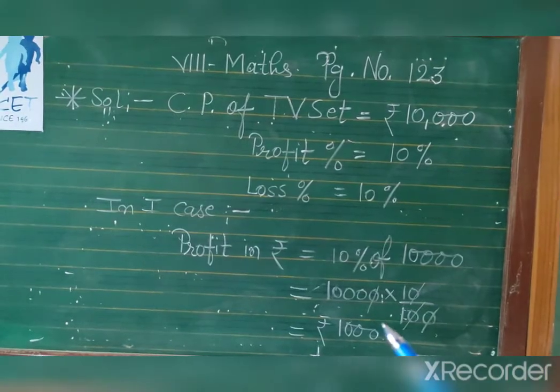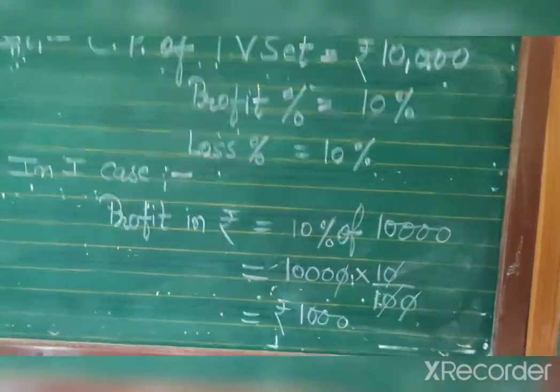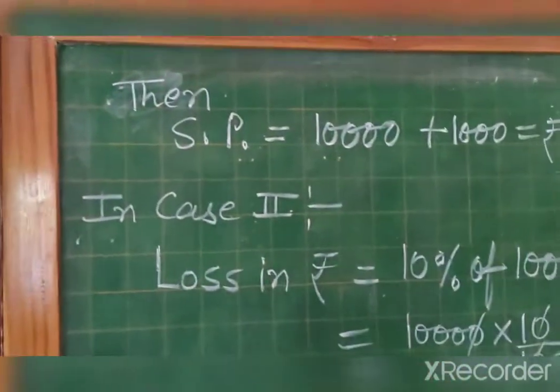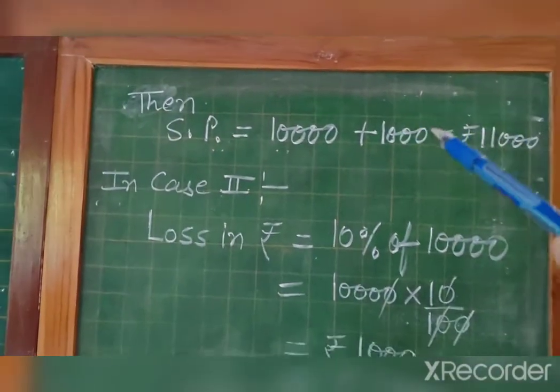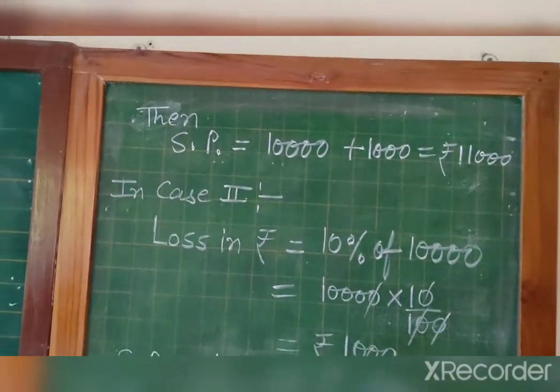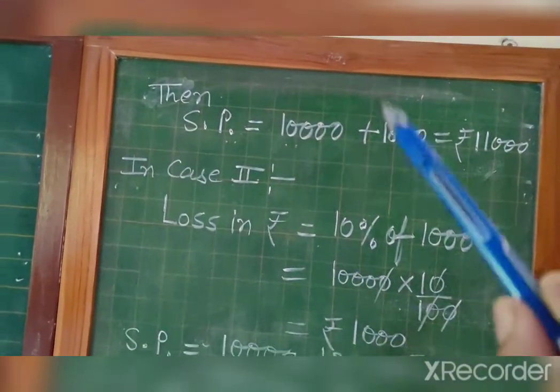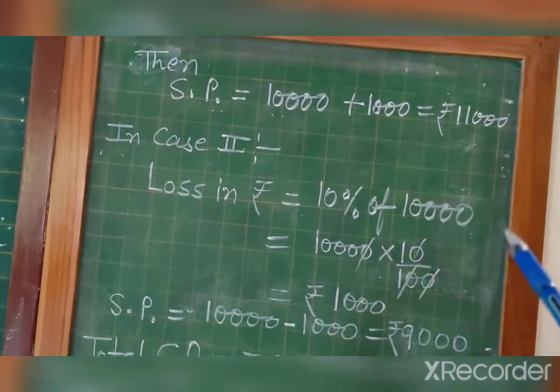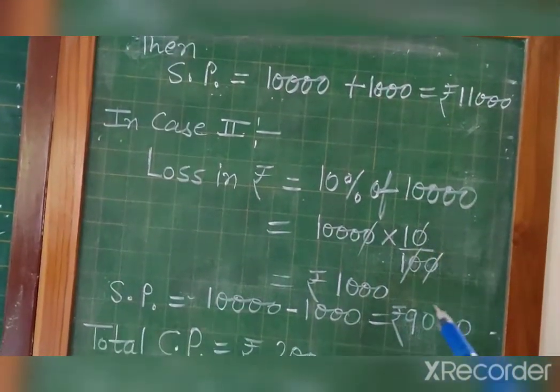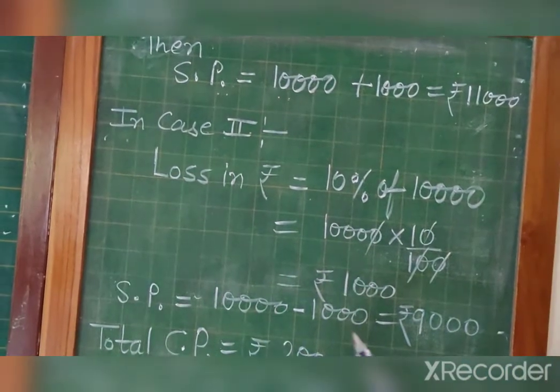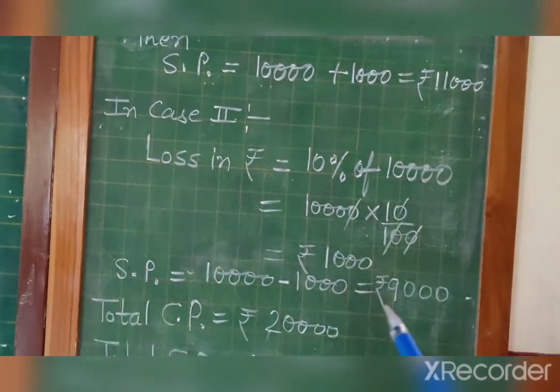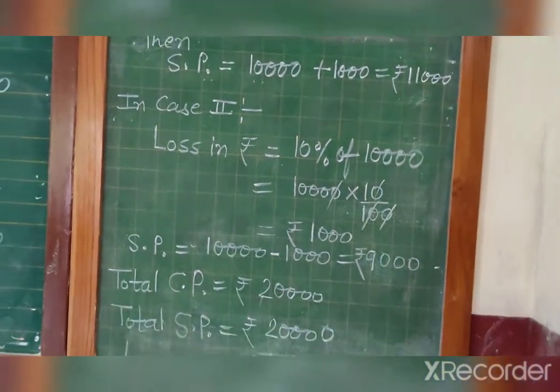So 1,000. You can see here in the second case. Then SP in the first case, the SP will be CP plus profit, so rupees 11,000. Now in case second, loss in rupees is 10% of 10,000. So rupees 1,000. So SP of the TV set is equal to 10,000 minus 1,000. It will be rupees 9,000.